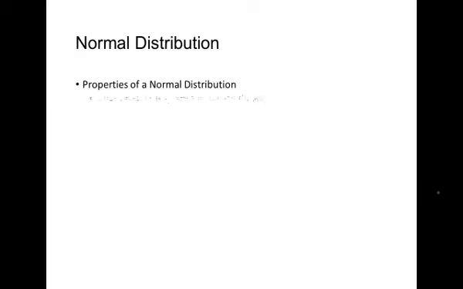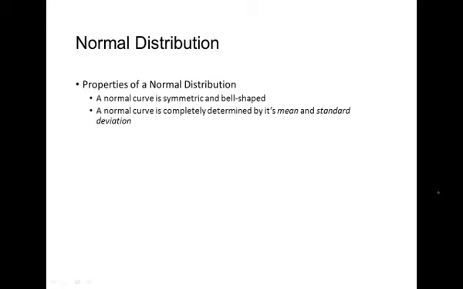So, some properties of a normal distribution. Again, symmetric and bell-shaped, and it's completely determined by its mean and standard deviation, which again are in turn determined by the data itself. Okay. The total area under the curve equals 1.